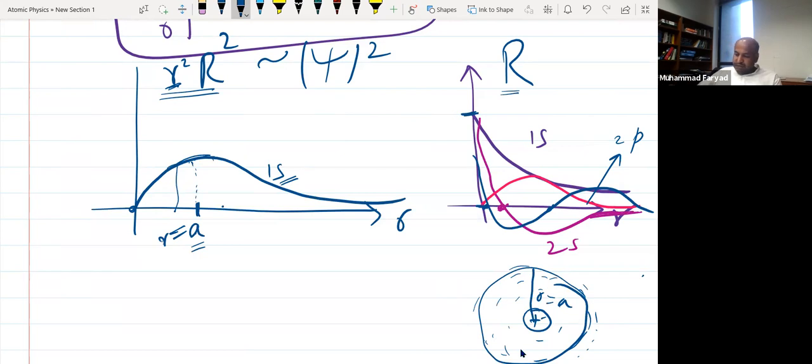So for 2p, if we plot r squared for 2p, it is something like this.